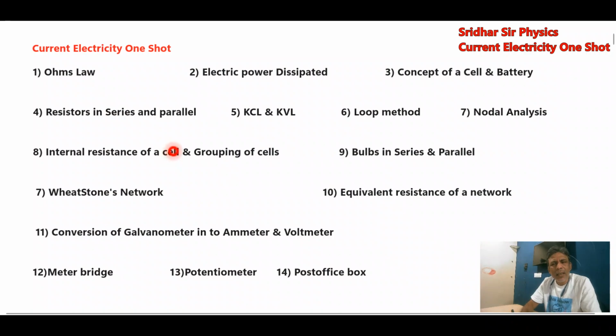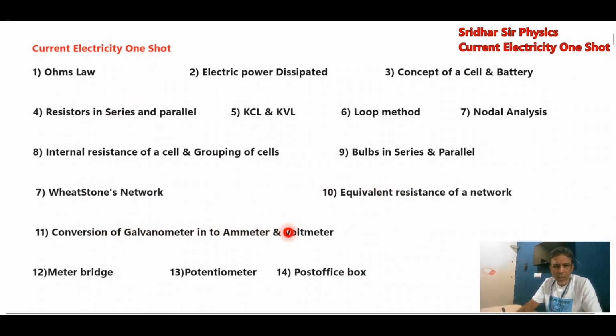Then we'll come back to the cell concept, internal resistance of a cell and grouping of cells. These things will be covered here. Then bulbs in series parallel, which bulb will have more brightness. Then Wheatstone network, this is a small application. Then finding equivalent resistance of different shaped circuits. When plenty of resistors are there, how to find it out.